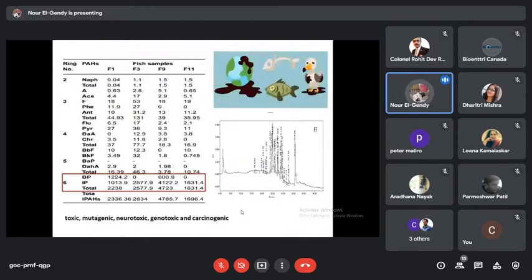These are samples collected by our lab members from fish, fresh samples collected from water streams that have been affected by the petroleum industrial effluents. As you can see, they have a high concentration of the 16 polyaromatic hydrocarbons designated by the Environmental Protection Agency as priority pollutants, especially the toxic, mutagenic, neurotoxic, genotoxic, and carcinogenic six-membered aromatic compounds. So as you can see, this is the problem of oil pollution.